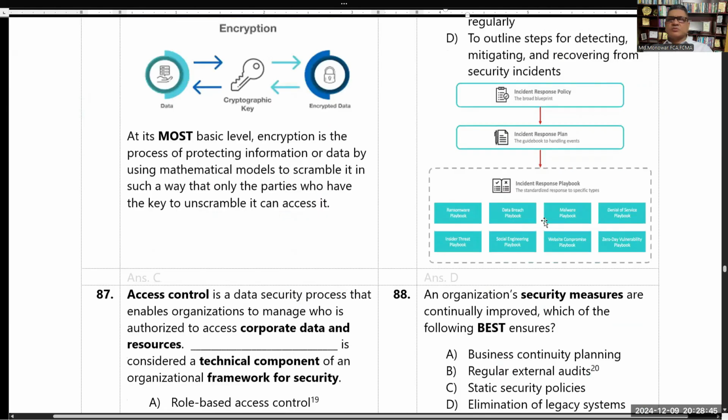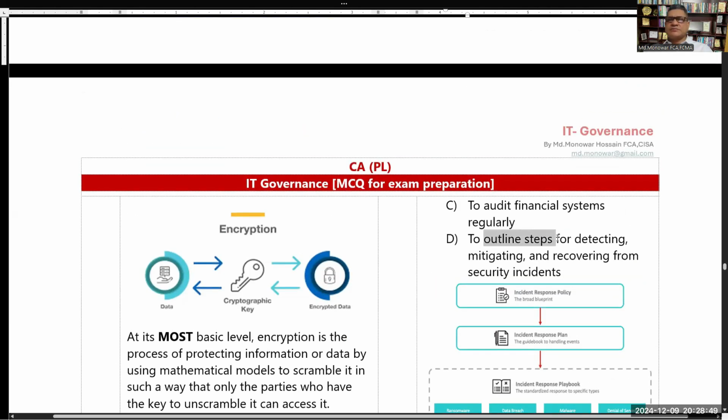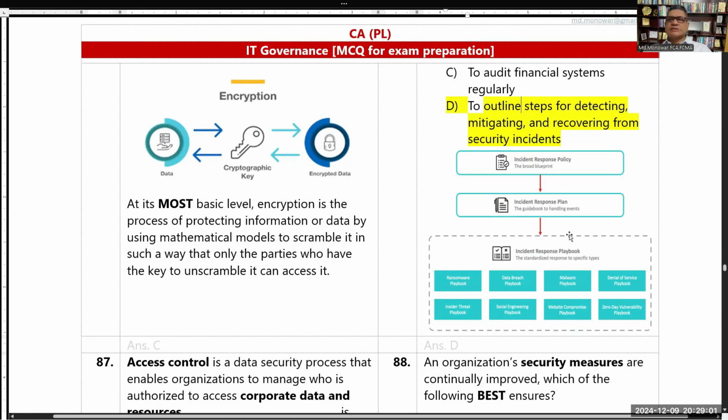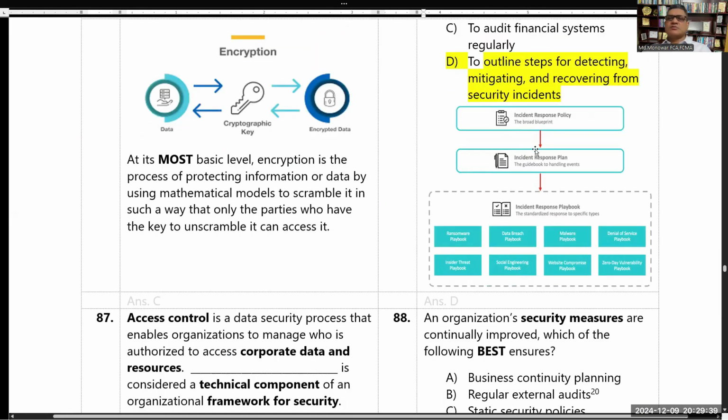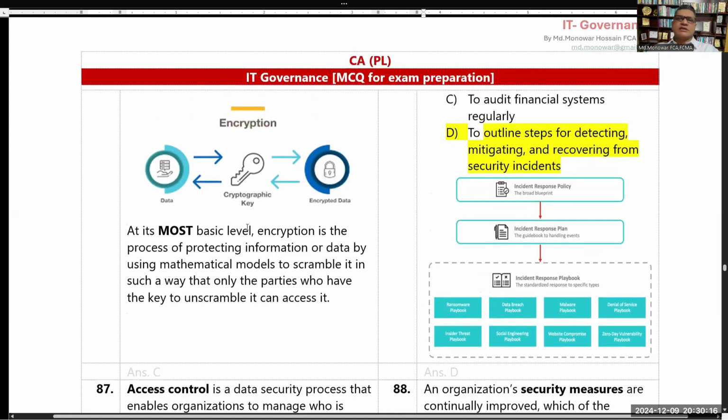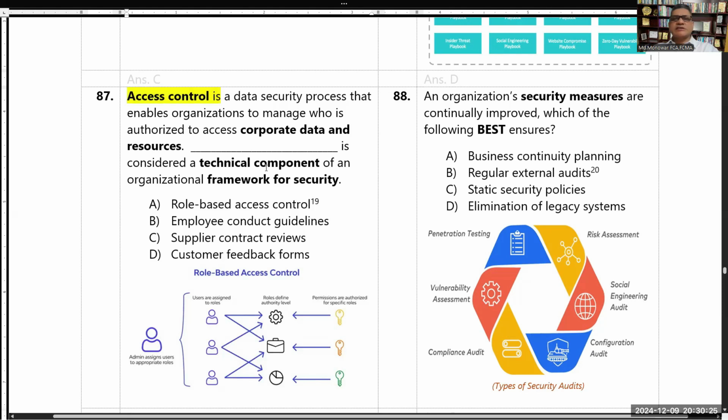So an incident response plan outlines steps for detecting, mitigating, and recovering from security incidents. Answer D. Incident response plan, through the policy. Then the incident response plan is the guidelines. Answer D. Access control is a data security process that enables organizations to manage who is authorized to access corporate data and resources. What is considered a technical component of an organizational framework for security?